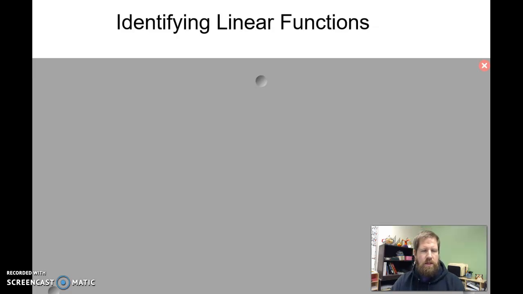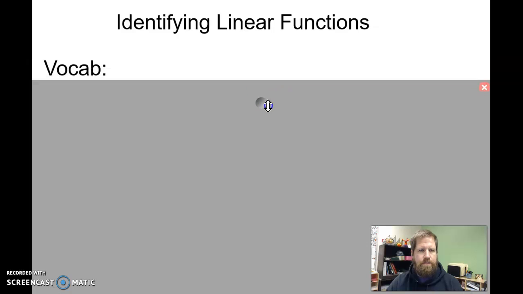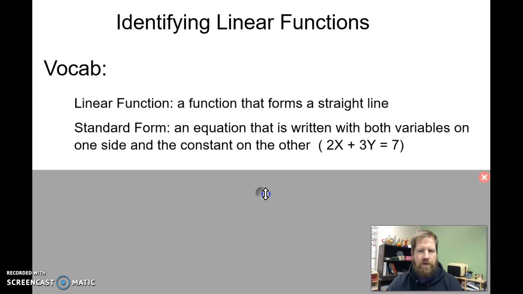All right, this is lesson 4.1, identifying linear functions. So we've got some vocabulary to go over today, and some of this is similar to what we've done in the past. Our first vocabulary is linear function. All right, and the key part of this is right here at the start. We are looking at a line, and it has to be a straight line.